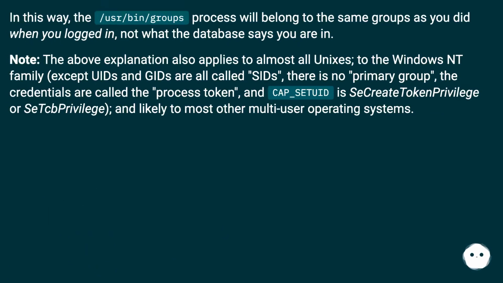In this way, the groups process will belong to the same groups as you did when you logged in, not what the database says you are in. Note, the above explanation also applies to almost all Unixes, to the Windows NT family, except UIDs and GIDs are all called SIDs, there is no primary group, the credentials are called the process token, and CAP_SETUID is security token privilege or SeTcbPrivilege, and likely to most other multi-user operating systems.